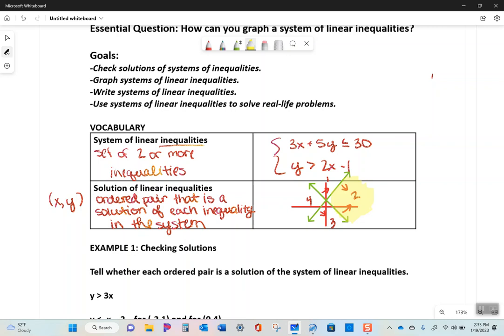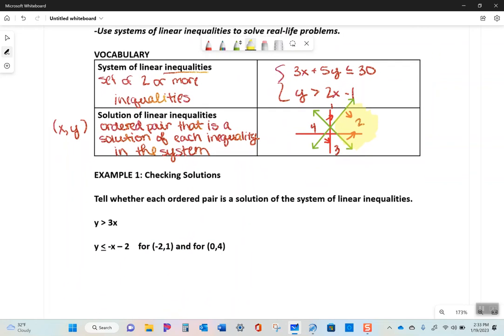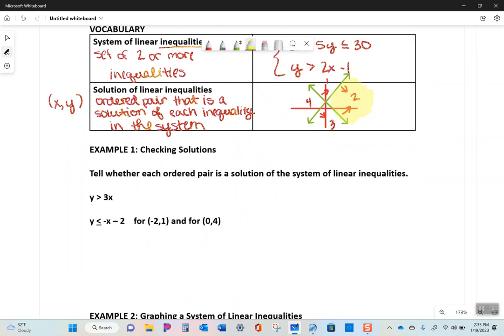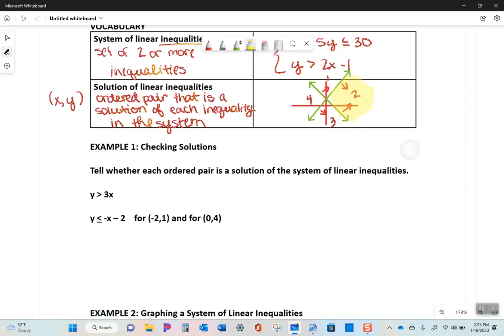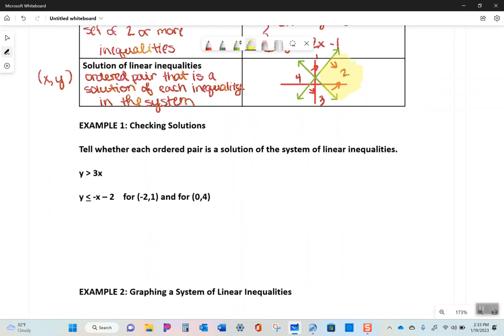How are we feeling on vocab? Does that make sense? Does the shading and how we need overlap for our shading make sense? Yes? No? Seeing blank stares. Did you say something, Bryn? Kind of. So it kind of makes sense? Okay, so should we do some examples to see if it does make sense? Yeah.